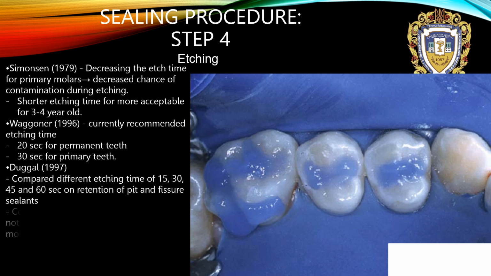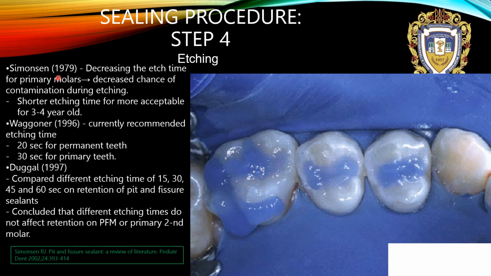In 1979, Simonsen decreased the etch time for primary molars and established that decreasing the etching time decreased the chance of contamination during etching, and that a shorter etching time is more acceptable for 3-4-year-old patients.